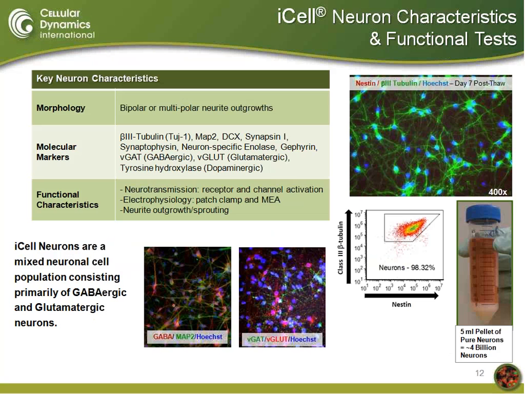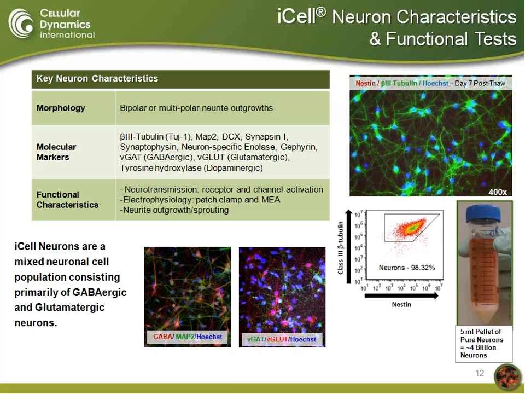Some of the general characterizations that we have done of the iCell neurons include examining morphology. As we can see from the image to the right, our cells display both bipolar or multipolar neurite outgrowths. We have stained for several different molecular markers, including the general neuronal markers, beta-3-tubulin, MAP2, as well as some subtype-specific markers, VGAT, VGLUT, and tyrosine hydroxylase. And we have examined the functional characteristics, including electrophysiology, as well as neurite outgrowth.